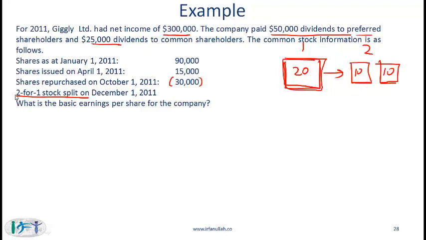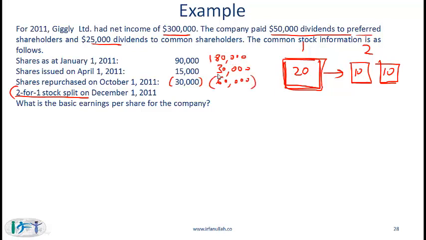Whenever you see a stock split, what you need to do is adjust all numbers prior to the split based on the type of split. Here we have a 2-for-1 split, which means that as you start working back, a repurchase of 30,000 based on this new split is really a repurchase of 60,000. The shares issued, 15,000, really means that according to our split number, this would be 30,000, and 90,000 would be rewritten as 180,000.